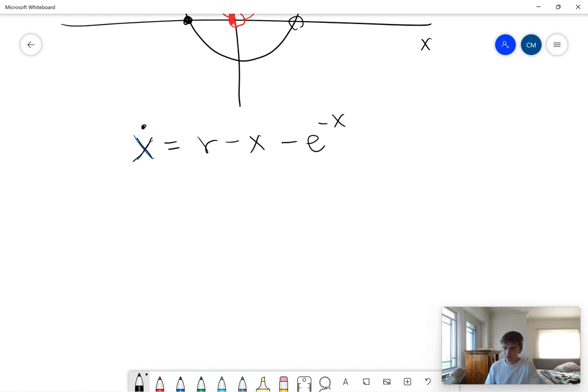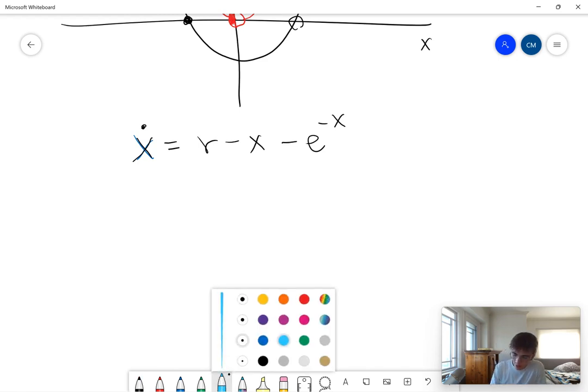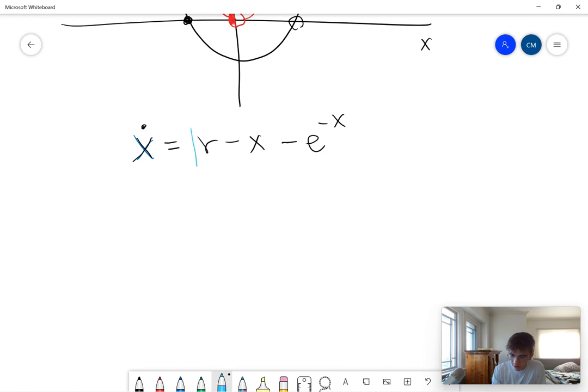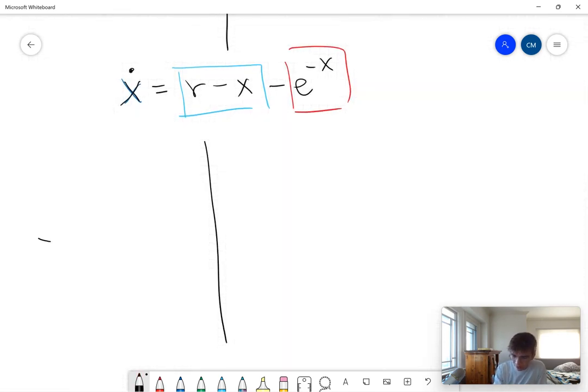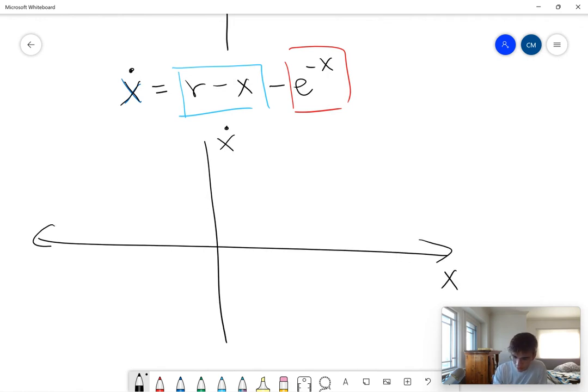Again, we could graph this using a graphing calculator, but we can also use what we know, which is that we know what the graph of r minus x looks like. And we also know what e to the minus x looks like. So if I plot the two together on the same phase plane, okay, I have r minus x here, which has a slope of -1, and then e to the minus x looks something like this.